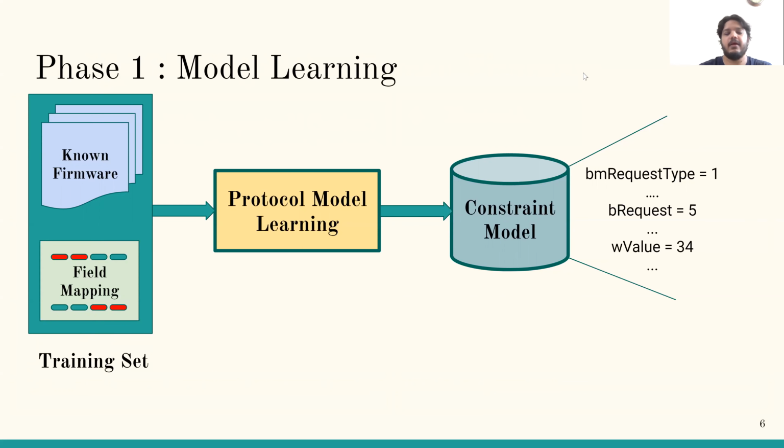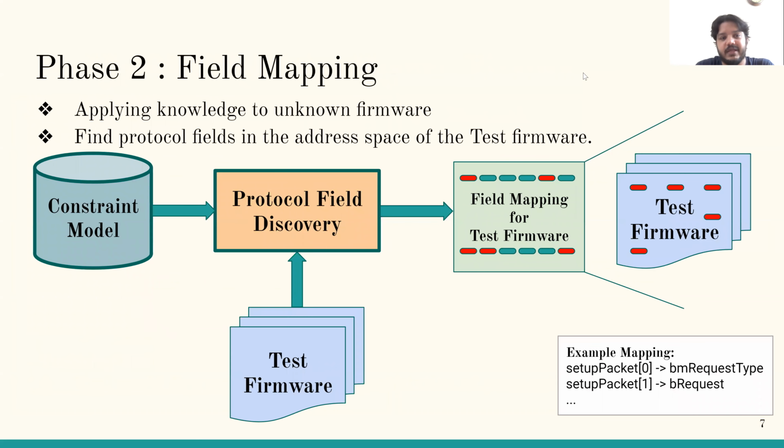Now, what our model learning phase essentially does is it records a constraint-based model to find out what specific values were checked for the firmware for the protocol relevant fields to perform any specific action. Once we have generated the model, we can move into our unknown space of testing firmware.